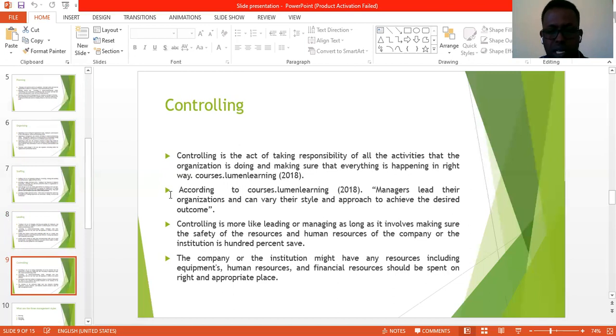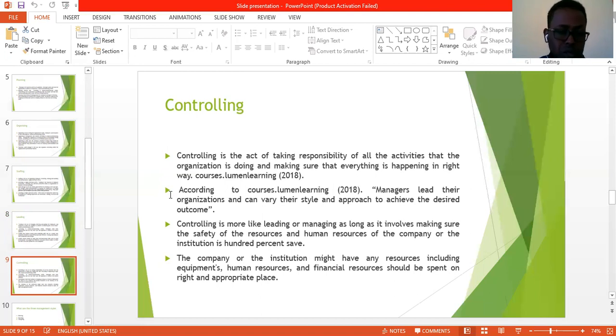Controlling is the act of taking responsibility for all activities that the organization is doing and making sure that everything is happening in the right way. That is according to Lamenting 2018. According to the course Lamenting 2018, managers lead the organization and can vary styles and approaches to achieve their desired outcome.